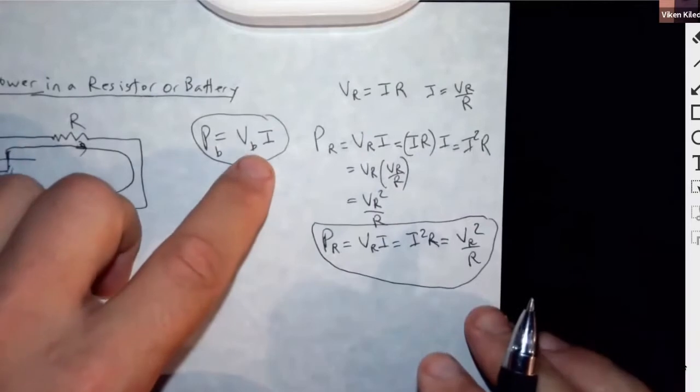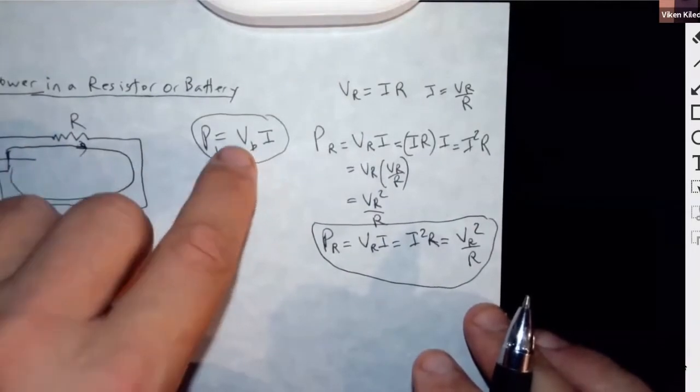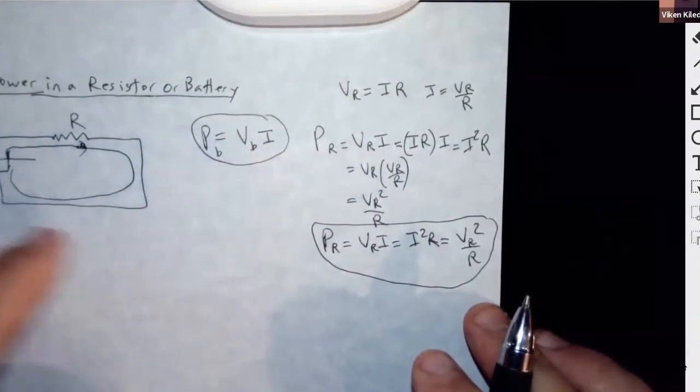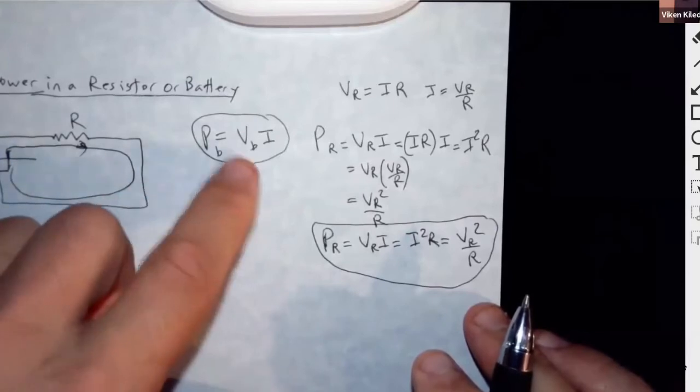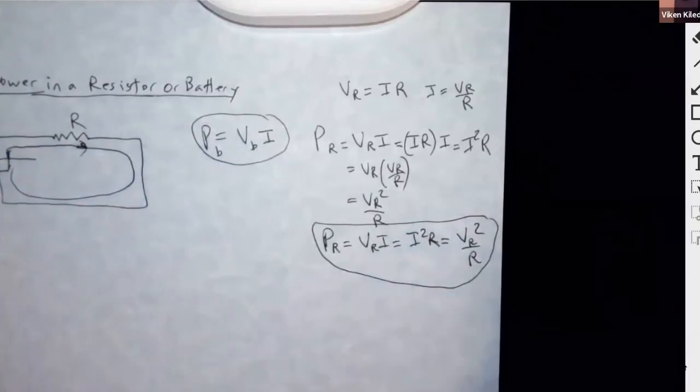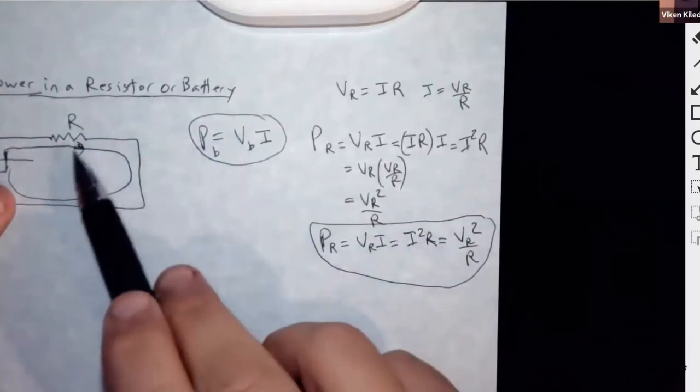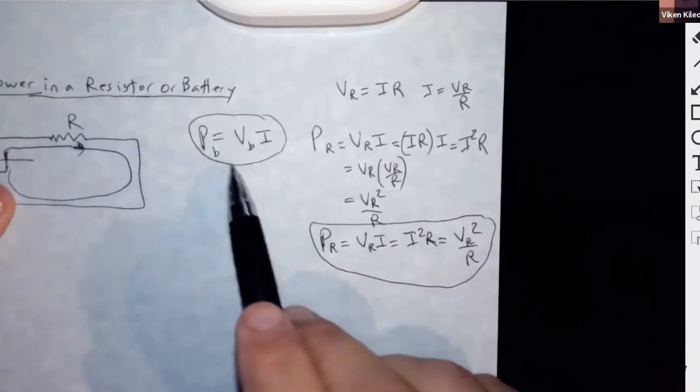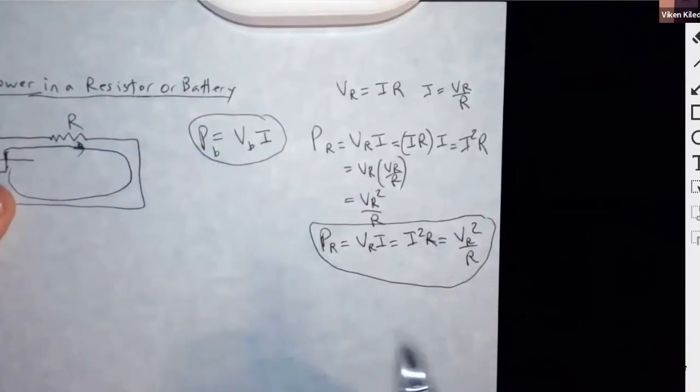For the battery, you just leave it like this because there's no resistor for the battery. There's no resistance. I'm assuming there's no internal resistance. So then you just leave it like VB times I. If the resistor is the only thing in the circuit, then the power of the battery should equal the power of the resistor.